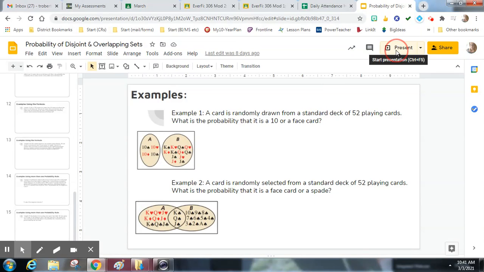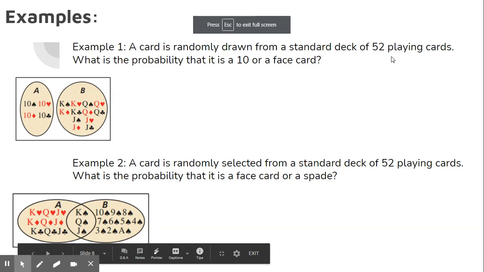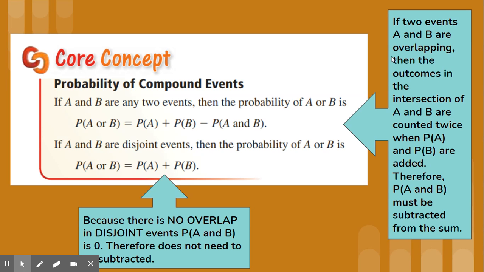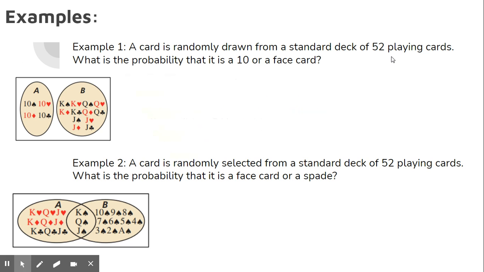Hey guys, so in this video, we're going to go through the example problems, not all of them, but some of them, so you can have a better idea of how to use these formulas here for compound events. Remember, if they're overlapping, we need to subtract out anything they share. And if they're disjoint, that means they share nothing at all.